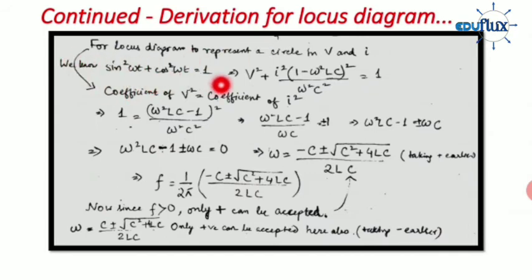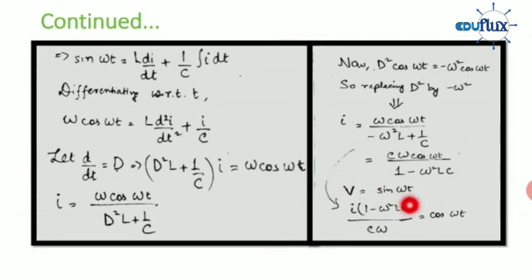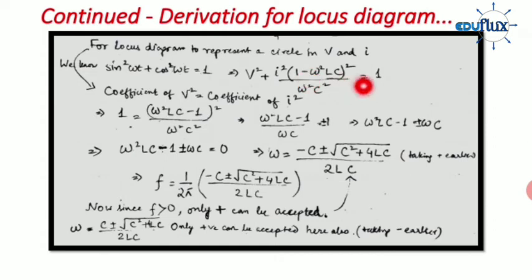It is known that sin square omega t plus cos square omega t equal to 1. So V square plus I square into 1 minus omega square LC whole square by omega square C square equal to 1. Now for the locus diagram to represent a circle, the coefficient of V square should be equal to the coefficient of I square. Now the coefficient of V square equal to 1, so the coefficient of I square should also be equal to 1.